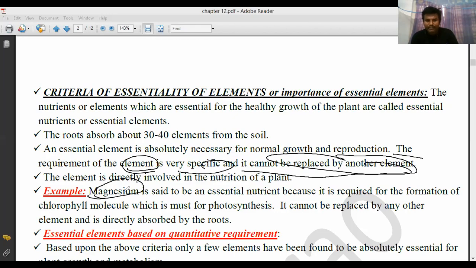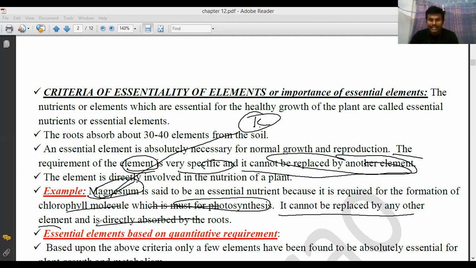Instead of magnesium, if you supply potassium, chlorophyll is not formed with the help of potassium and photosynthesis is not performed. For the chlorophyll molecule, magnesium is essential. If magnesium deficiency happens, photosynthesis does not take place. It cannot be replaced by any other element, and it is directly absorbed by the roots. That magnesium is directly absorbed by the root. Okay, that's all.